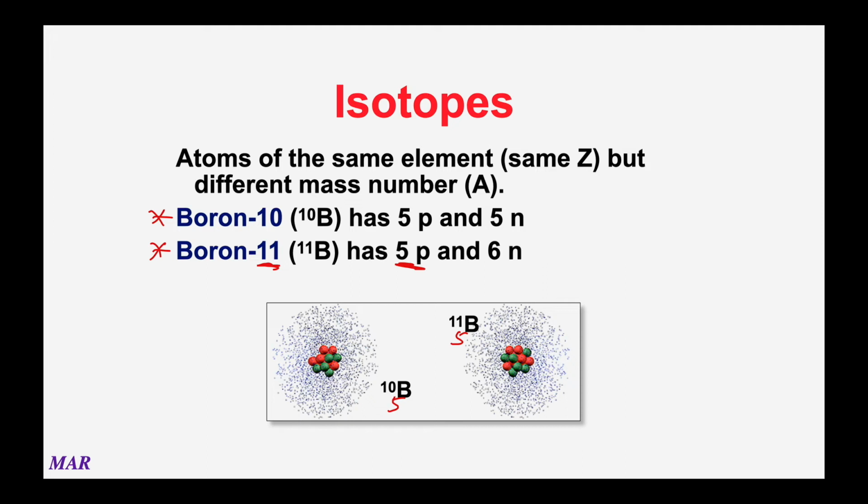If you hear about isotopes, it just means atoms of the same element, same number of protons, but different number of neutrons, different mass number. And all elements, I would argue, have multiple isotopes. Some are more abundant than others, but they're going to be important to us.